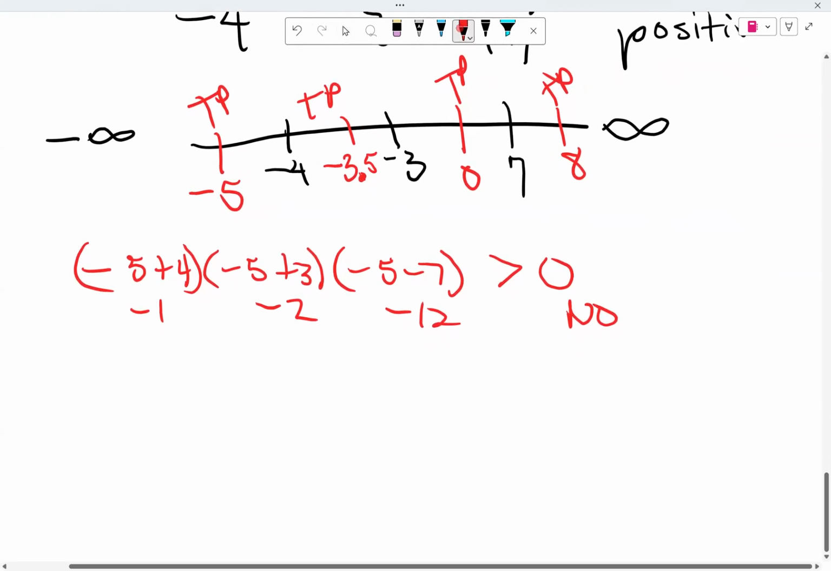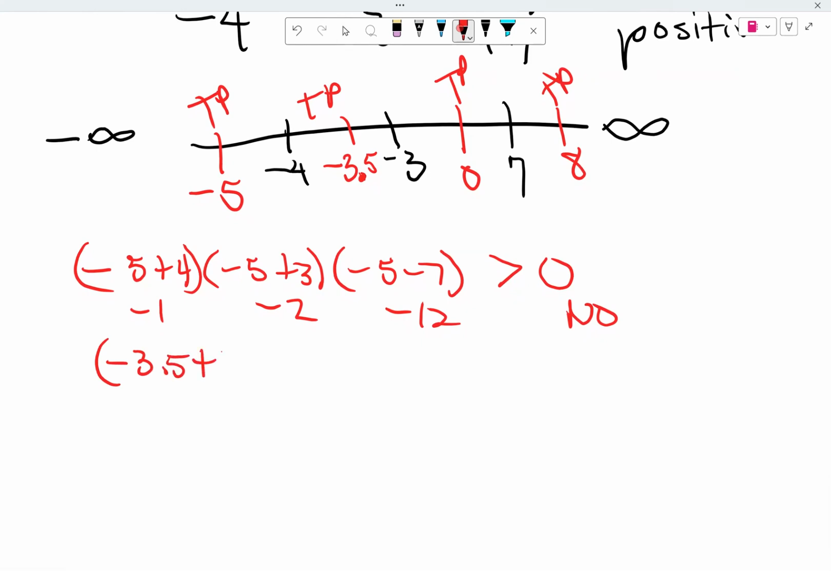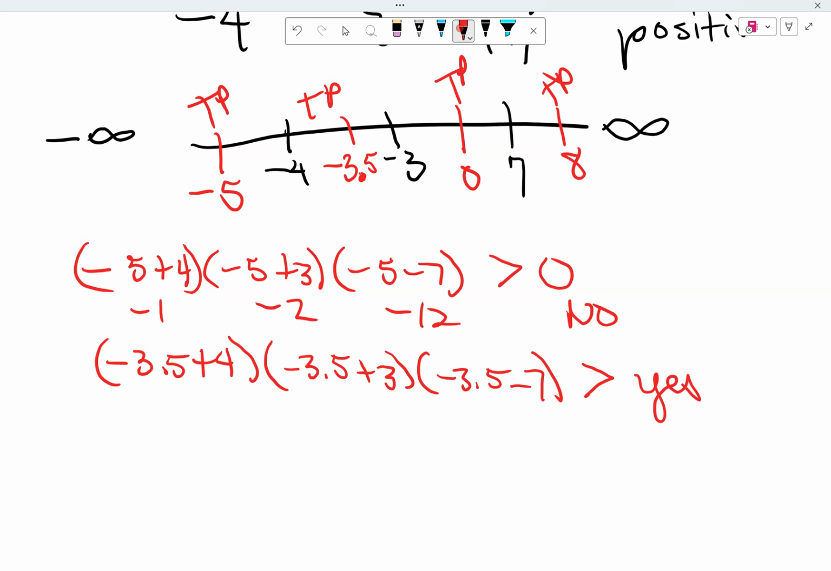Okay, what about -3.5? -3.5 plus 4, -3.5 plus 3, and times -3.5 minus 7. Is that a value greater than 0? And yes, this is. So this is a winner chicken dinner right now. So if you notice, I'm putting parentheses there.